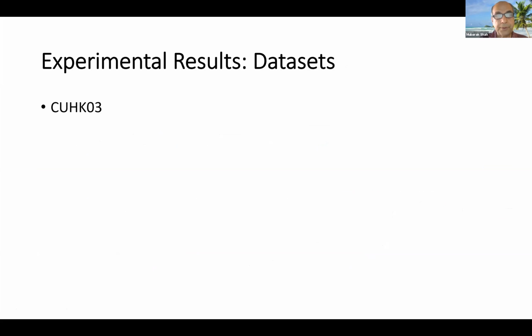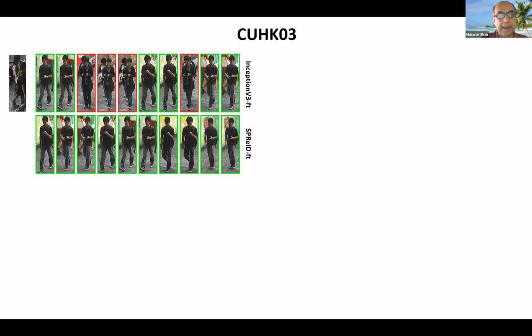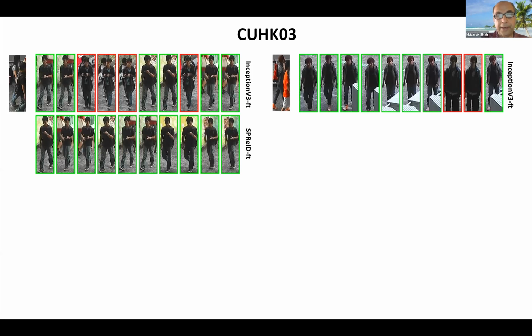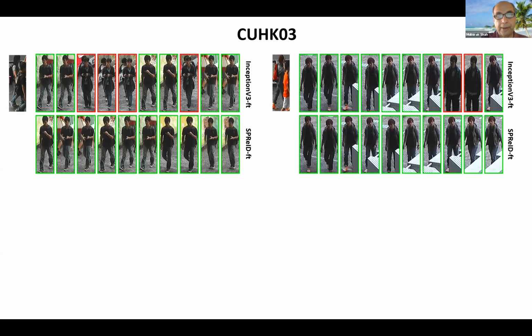We have used 3 datasets: CUHK (Hong Kong), Market, and Duke. These are typical results from CUHK. The query image is shown on the left, and these are the retrieved images when we use Inception v3 with fine-tuning on these datasets. As you see, there are several incorrect images, and after our method we get all of the top 10 correct. Another example: again a couple of them are wrong here, and we get all of them correct after applying our method.